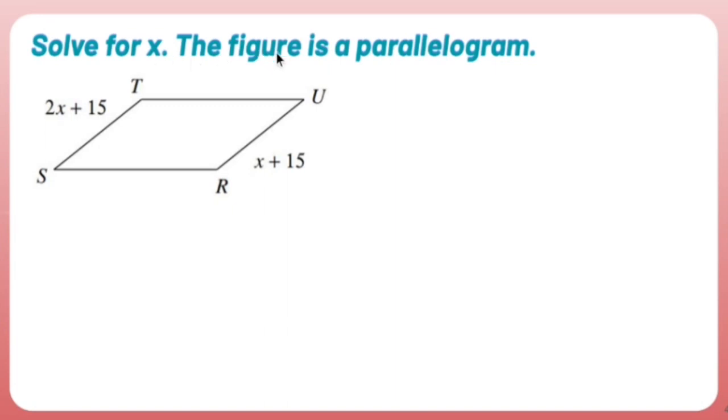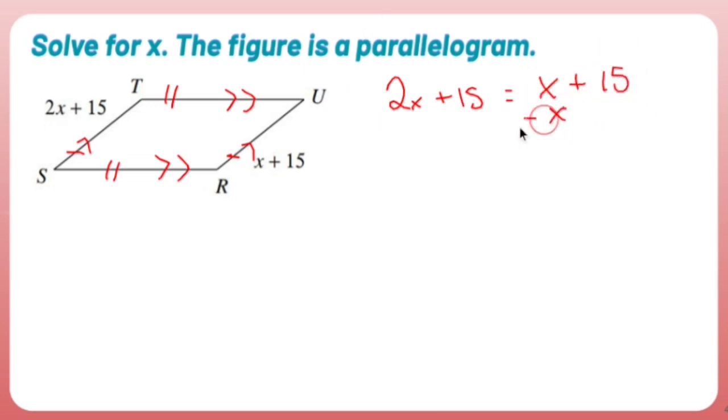Solve for x, the figure is a parallelogram. Oh, this is nice. If the figure is a parallelogram, we know a couple things. These guys are parallel. These guys are parallel. Does that help us here? No. What else do we know? These guys are congruent. And most importantly, these guys are congruent, which means we could say 2x plus 15 is equal to x plus 15.